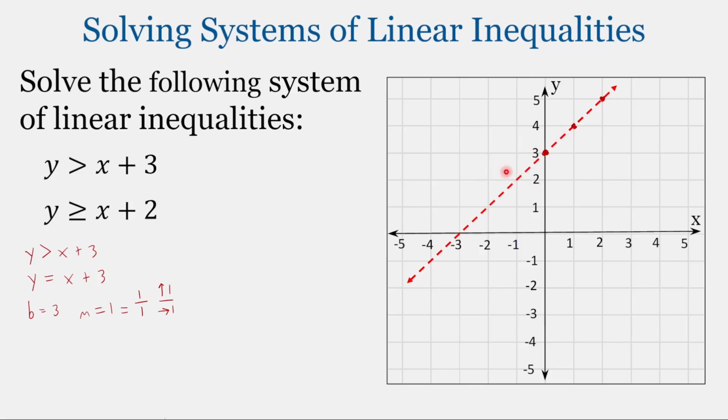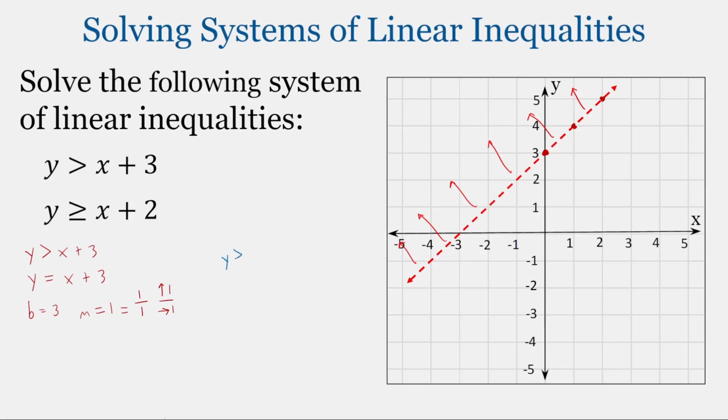Now let's test a point on either side to see what side we need to shade. So let's test 0, 0. And then this is 0 greater than 0 plus 3. So 0 greater than 3, that's not true. Let's try negative 3, 3 as well. So we have a y value of 3 greater than negative 3 plus 3. 3 greater than 0, that is true. So we'll shade up and to the left of this boundary line.